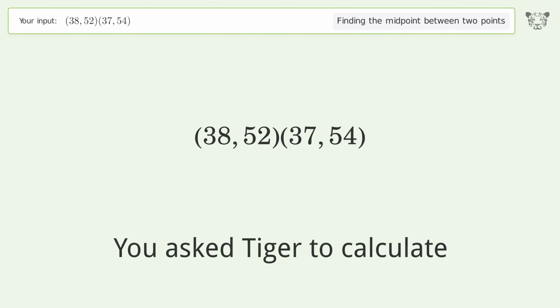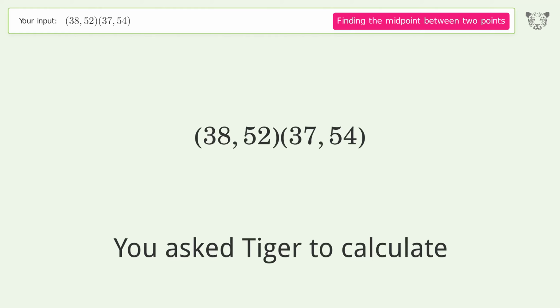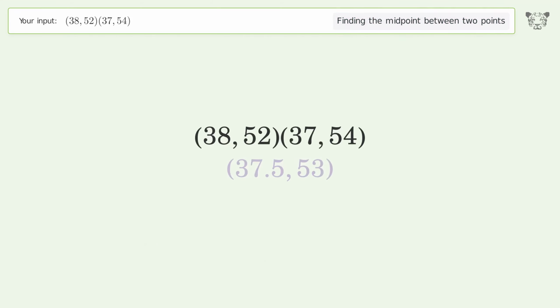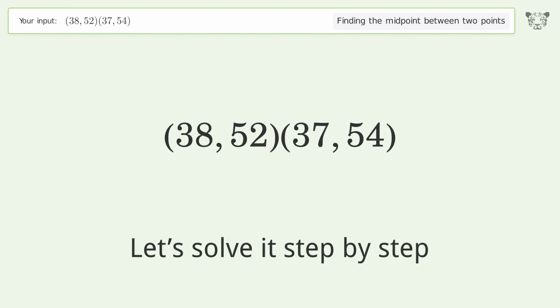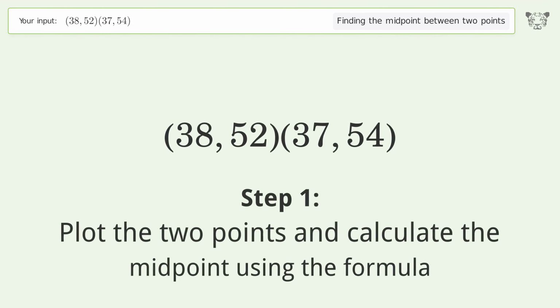You ask Tiger to calculate. This deals with finding the midpoint between 2 points. The midpoint between the 2 points is 37.5, 53. Let's solve it step by step. Plot the 2 points and calculate the midpoint using the formula.